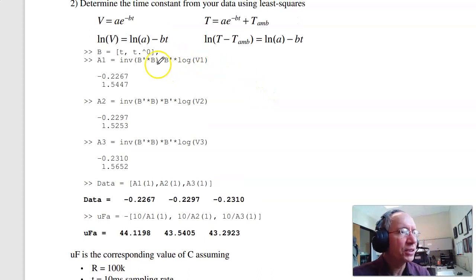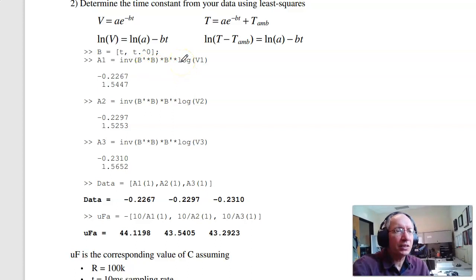My basis is just time and 1. Then using least squares, it's the inverse of B transpose B, B transpose times Y. And Y in this case is the log of voltage. Do that for my first data set, second, third data set. And that's the number that I want. That's my slope. Pull up those 3 numbers.